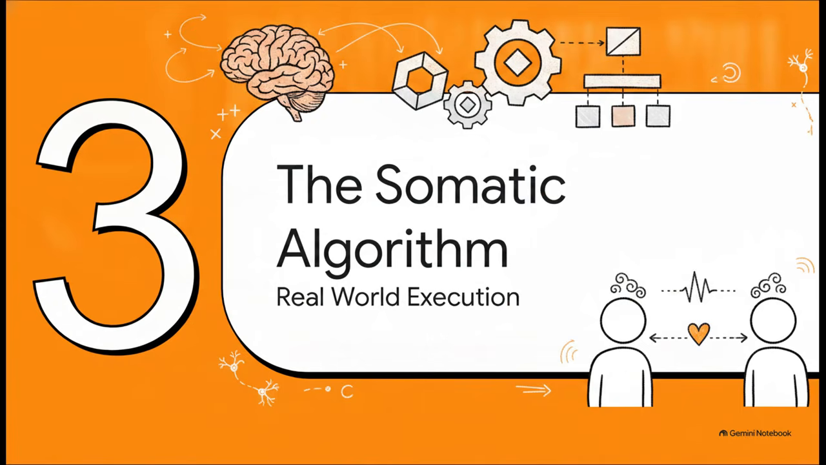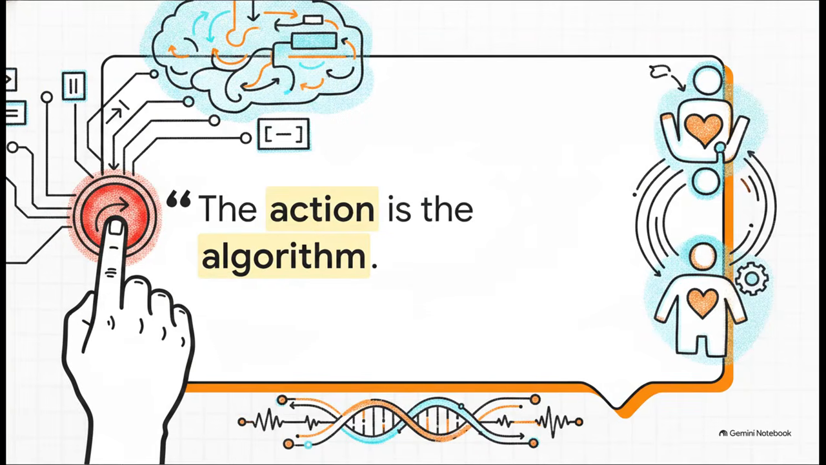Which brings us to Section 3, the somatic algorithm. If you take away anything today, let it be this. The action is the algorithm. Treating human connection as some disembodied simulation is a massive type error. Dropping those simulations for raw, physical, unpadded action, that is the true mechanism here. The physical action itself is the code executing.